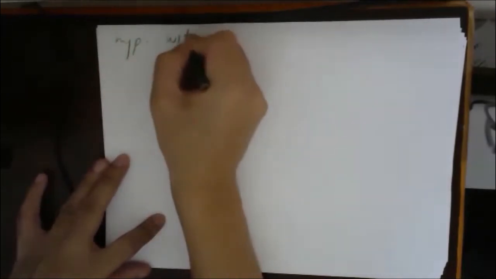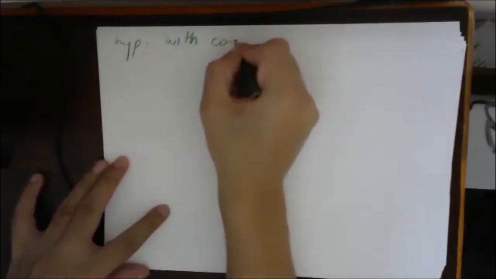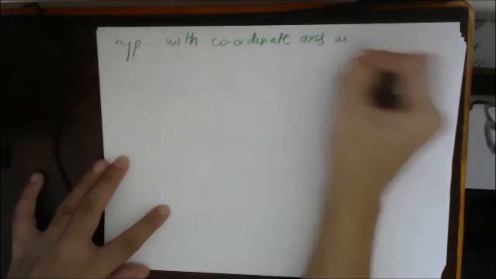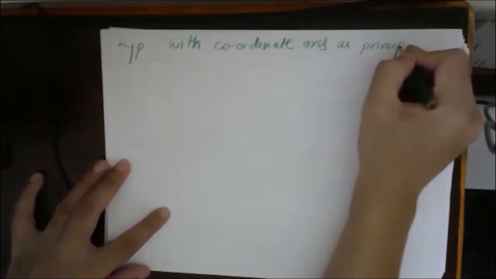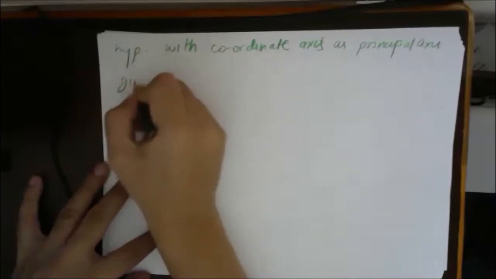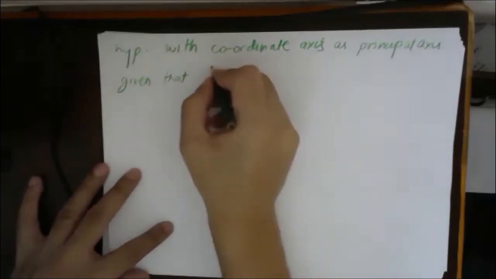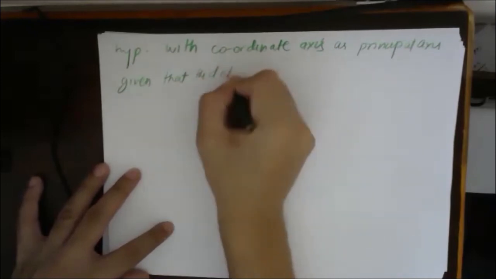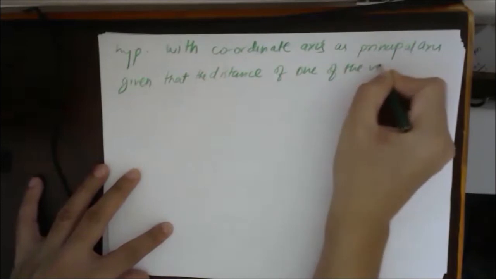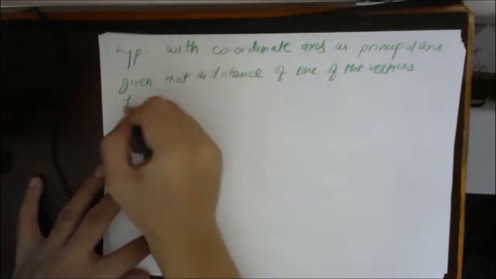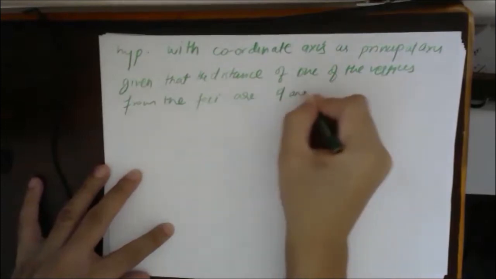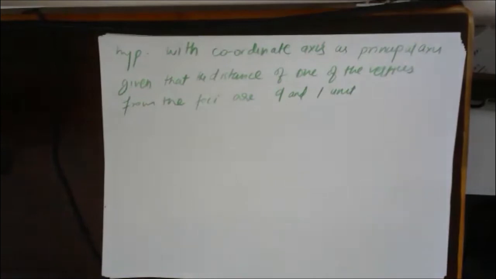Equation of hyperbola with coordinate axis as principal axis, given that the distance of one of the vertices from the foci are 9 and 1 units.